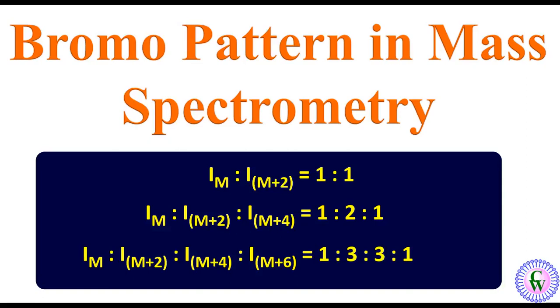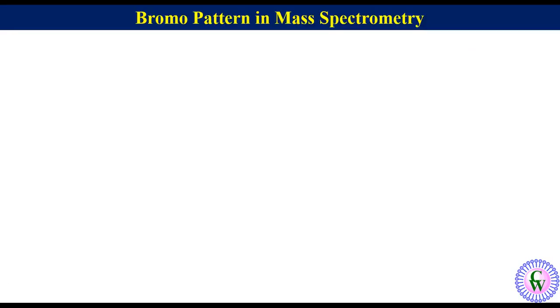In this video, we are going to discuss the bromo pattern in mass spectrometry. When a molecule has one or more bromine atoms in it, the mass spectrum of the molecule displays a specific pattern of M, M plus 2, M plus 4, M plus 6, etc., based on which we can easily identify the number of bromine atoms in the molecule.